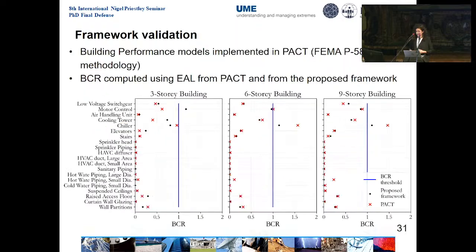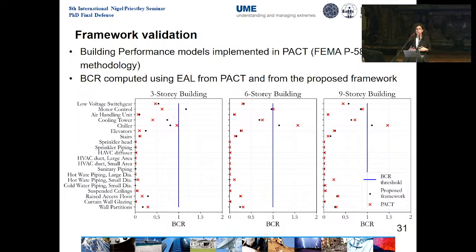Now we need to validate the results. And the way we validated our results was by using the FEMA P58 methodology. So basically, we implemented our performance model in PACT, the tool that implements the FEMA P58 methodology, and we estimated the expected loss reduction corresponding to the upgrade of each component. With this expected loss reduction, we recalculated the benefit-cost ratio, which are now the red X that you see in this graph, compared with the black dots that are the values of benefit-cost ratio that we estimated using our framework, so the loss EDP functions that we have developed.